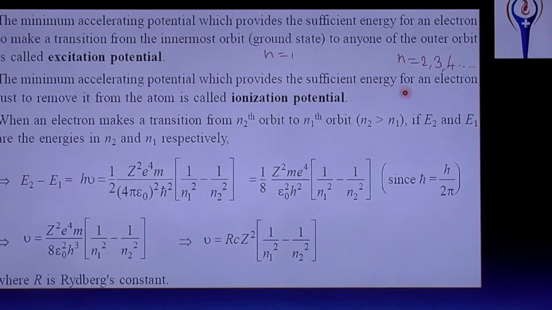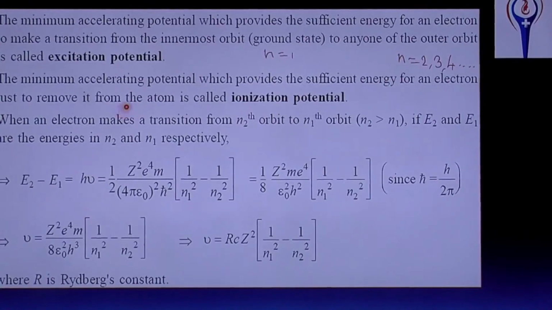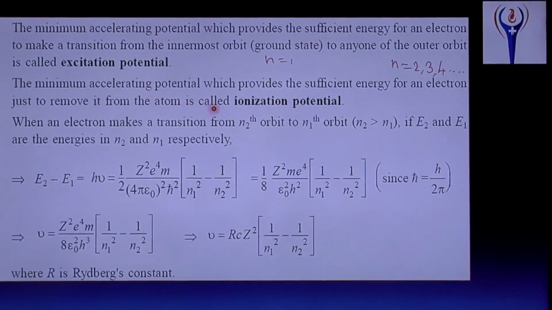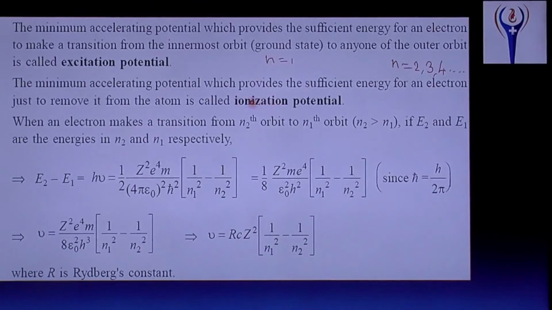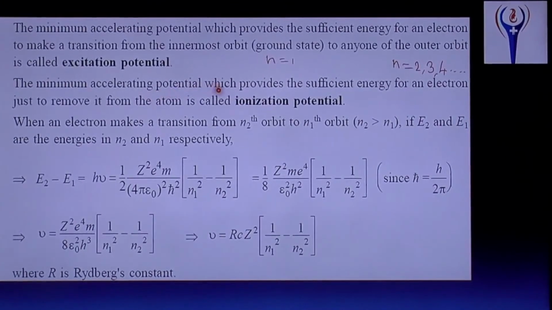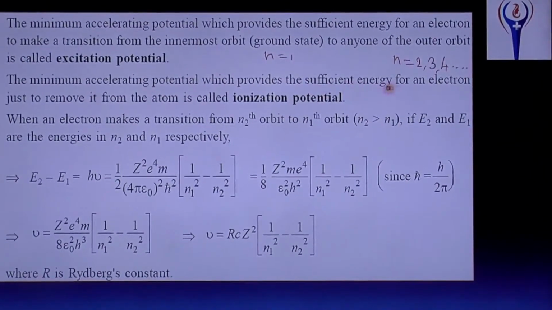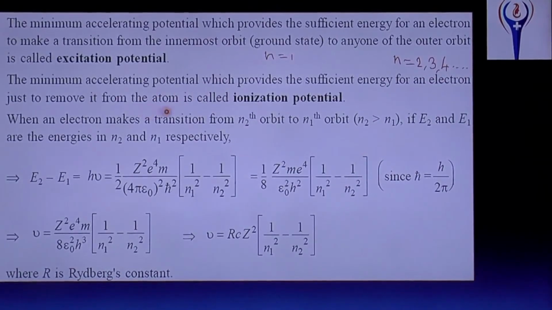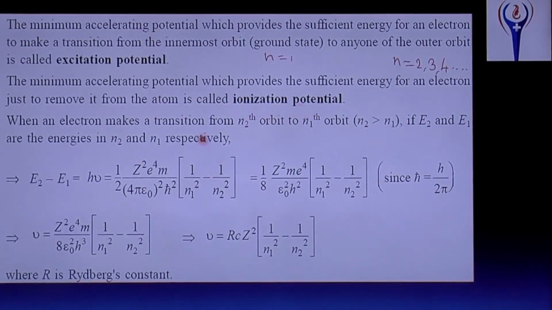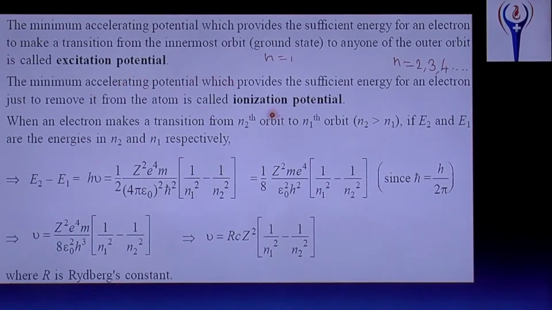provides sufficient energy for an electron just to remove it from the atom, is called ionization potential. The minimum accelerating potential which provides sufficient energy for an electron just to remove it from the atom, that is called ionization potential. Excitation potential and ionization potential are different.